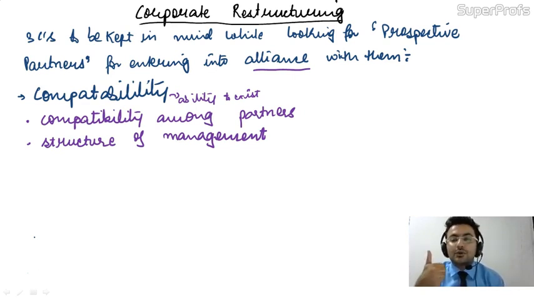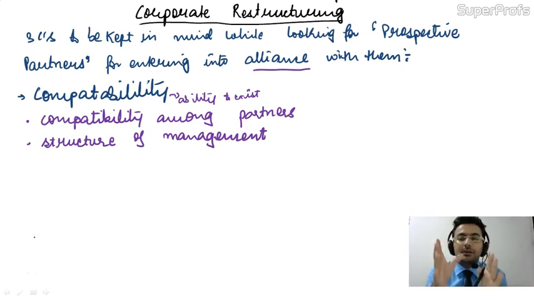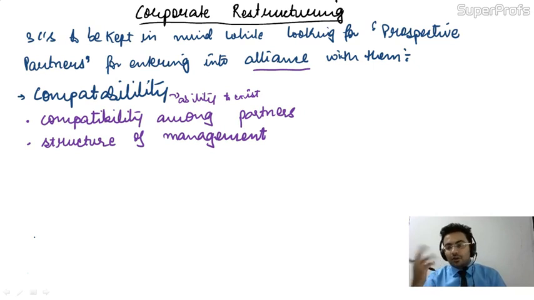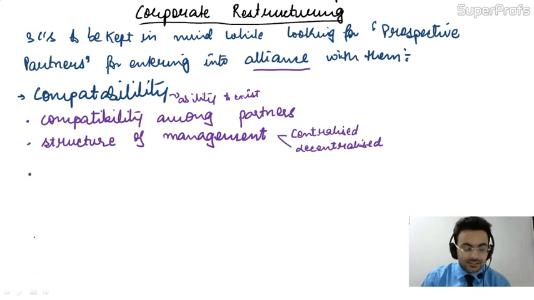Is it centralized? What happens in centralized? All the things are given to a particular person, and he is the only master. He is the only person who is held responsible for all the decisions which need to be taken care of. So this is the structure of management that can be centralized, and which can be decentralized.